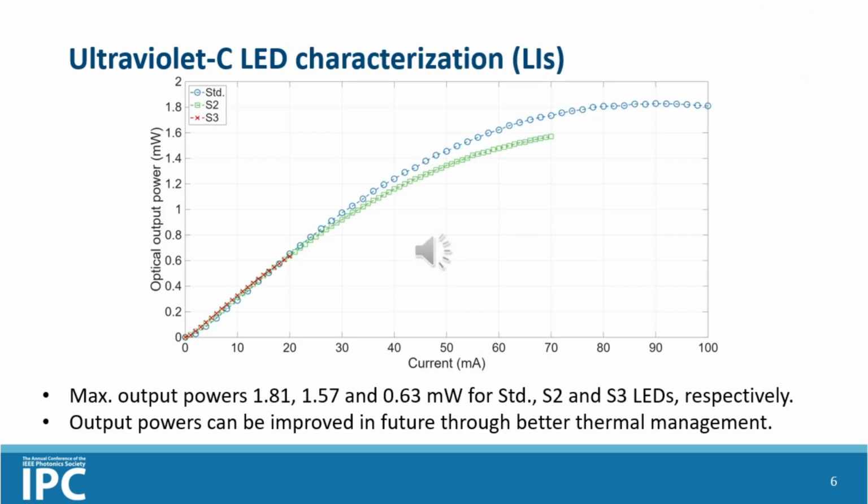Here we show the light output power versus current characteristics for the three different samples. As you may naively expect, the largest area device gives the largest output power, so up to 1.8 milliwatts for the standard sample, as shown by the blue curve, and this is reduced to about 0.6 milliwatts for the smallest sample, S3. You can see that the blue curve in particular, how the output power plateaus, we believe that's an indication that the device is suffering from self-heating, so in future we look to improve the light output power characteristics from each sample by improving the thermal management.